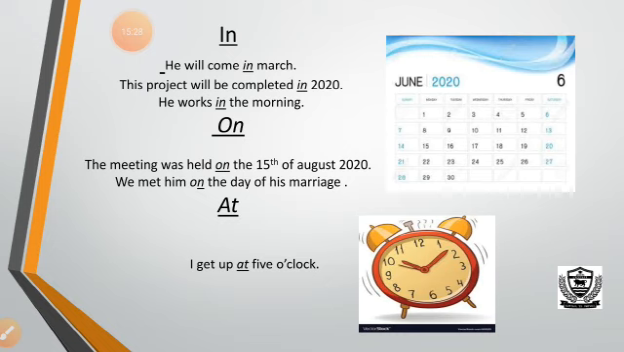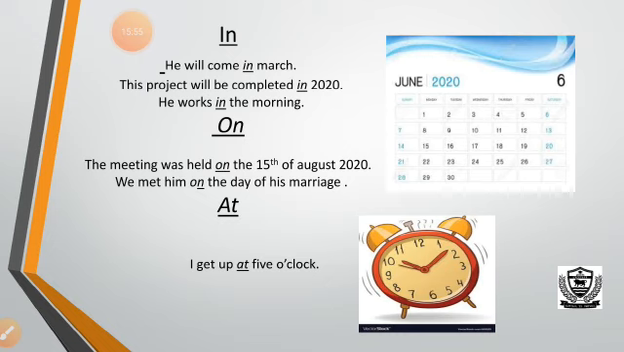On. The meeting was held on the 15th of August 2020. On the 15th of August, not on August, but the 15th of August, one of the days of August. On is used with one of the days of August. We met him on the day of his marriage.